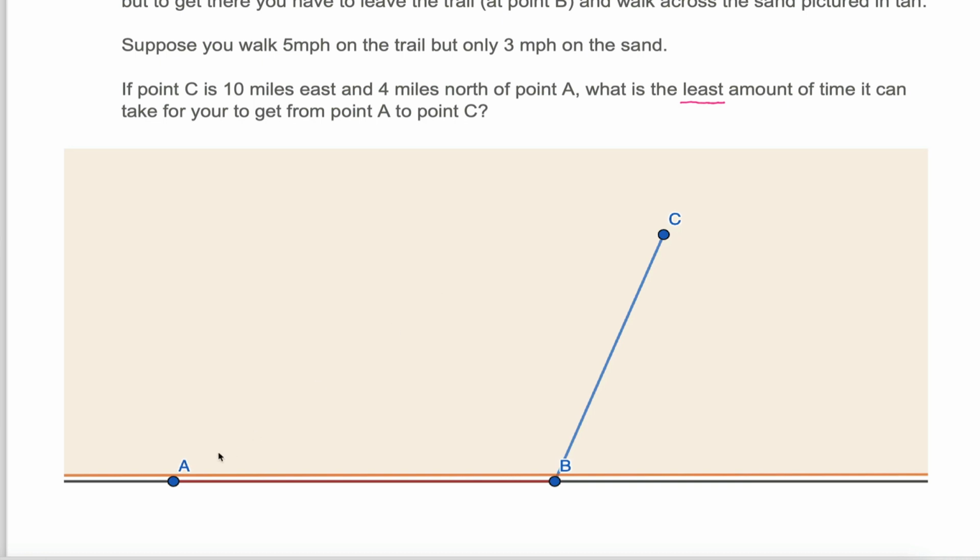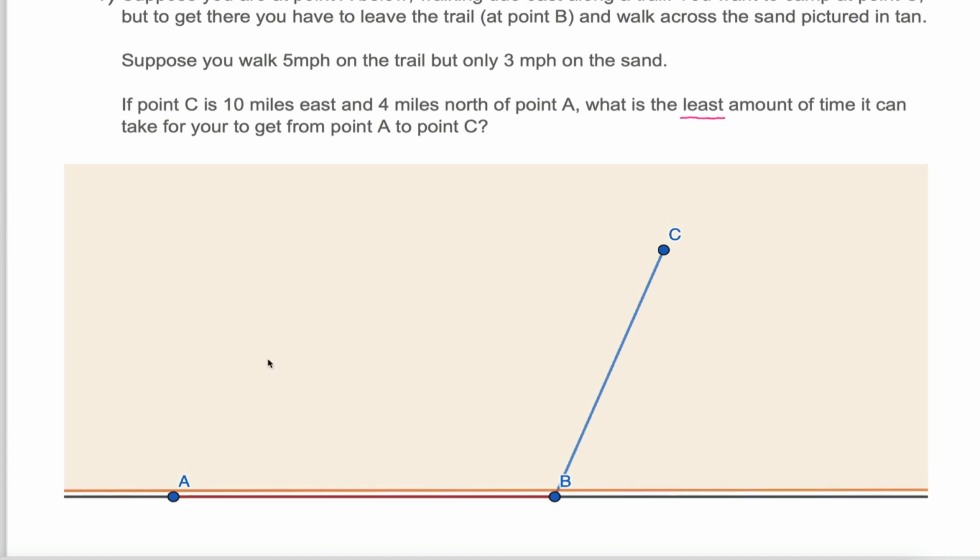What's going on in this problem is we're starting over here at point A and we're walking along a trail to point B. And then when we get to point B, we're going to get off the trail and walk across the sand here to point C. We want to go from point A to point C. However, we don't want to just walk directly from point A to point C because all of this is, I don't know, some big desert or something, and we walk really slowly on the sand.